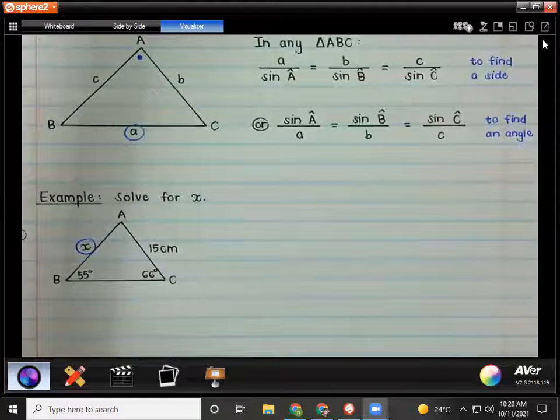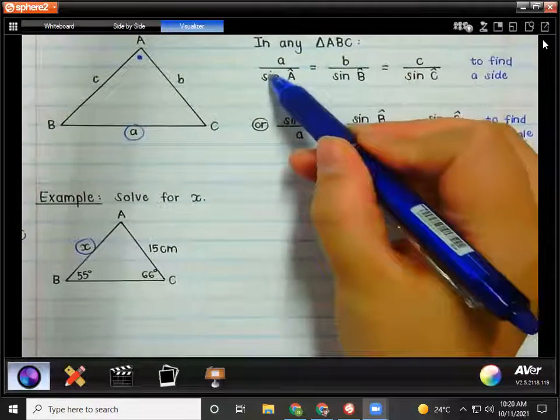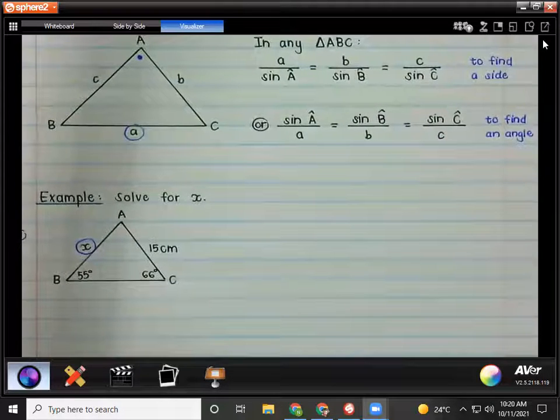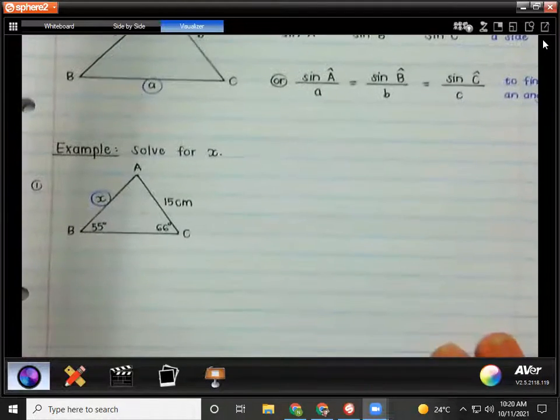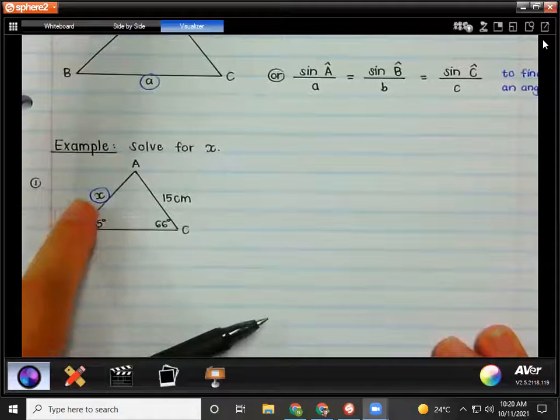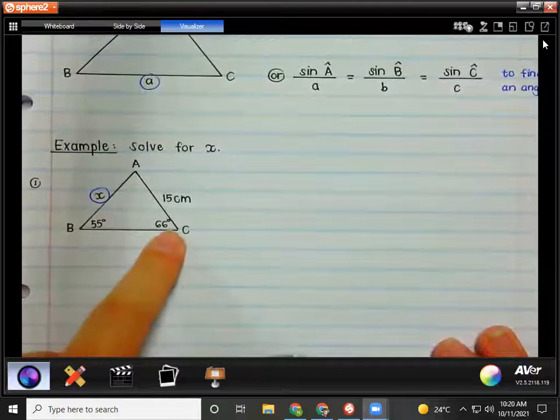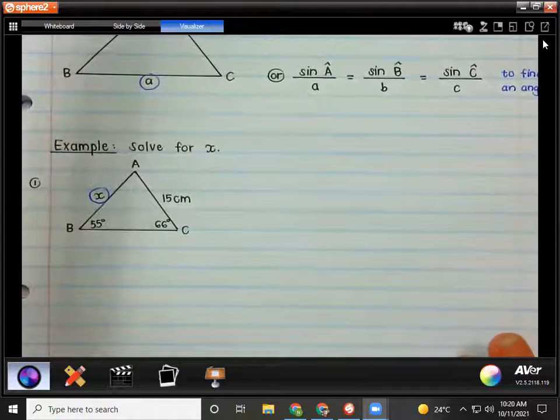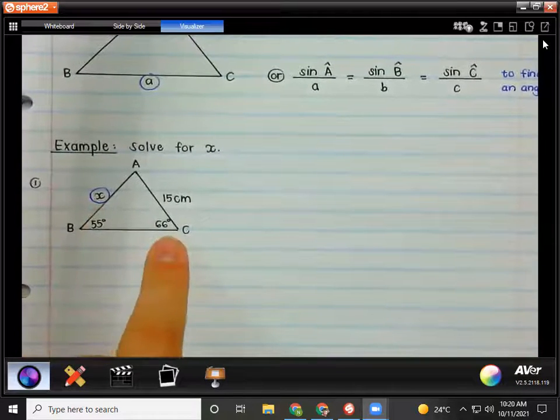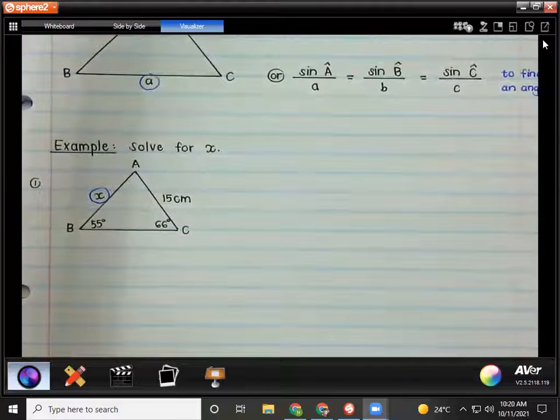The only reason for that is so that our solving is a bit easier. If our side is at the top, we just need to multiply the other side by the sine to get that side on its own. So do I have the angle that's opposite to side x? Yes. So that's going to be my one fraction. I'm going to say x over sine of 66. Do I have another pair of a side and an opposite angle? Yes. 15 over sine of 55. That's going to be my second fraction. I don't need the third fraction. I have enough information to solve for x like that.